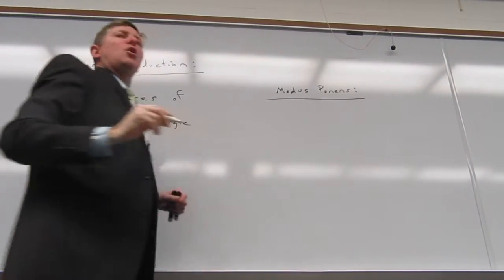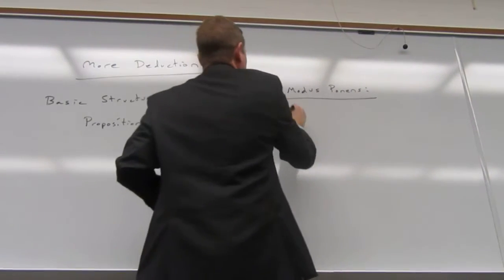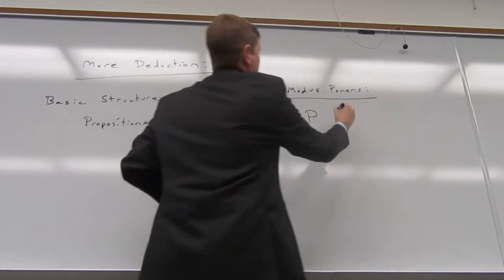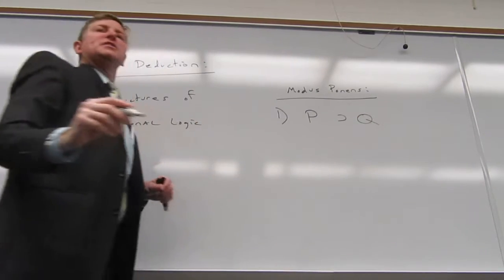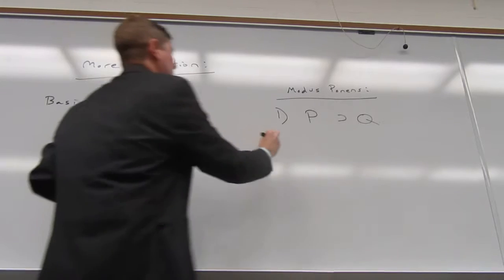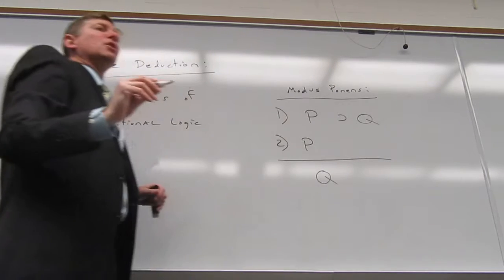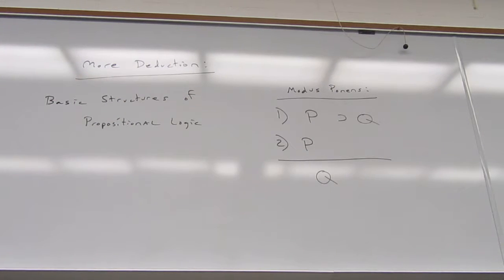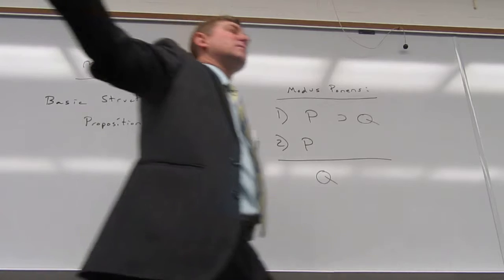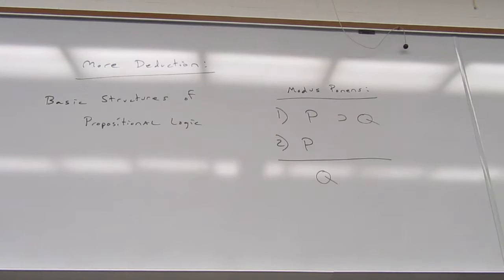Modus ponens, you'll recall, looks like this. If it's the case that P, then it's the case that Q. It is the case that P, therefore Q. If this wire is copper, then it conducts electricity. It is indeed copper wire, therefore this wire will conduct electricity. As long as you put in true premises, a true conclusion will spit out.